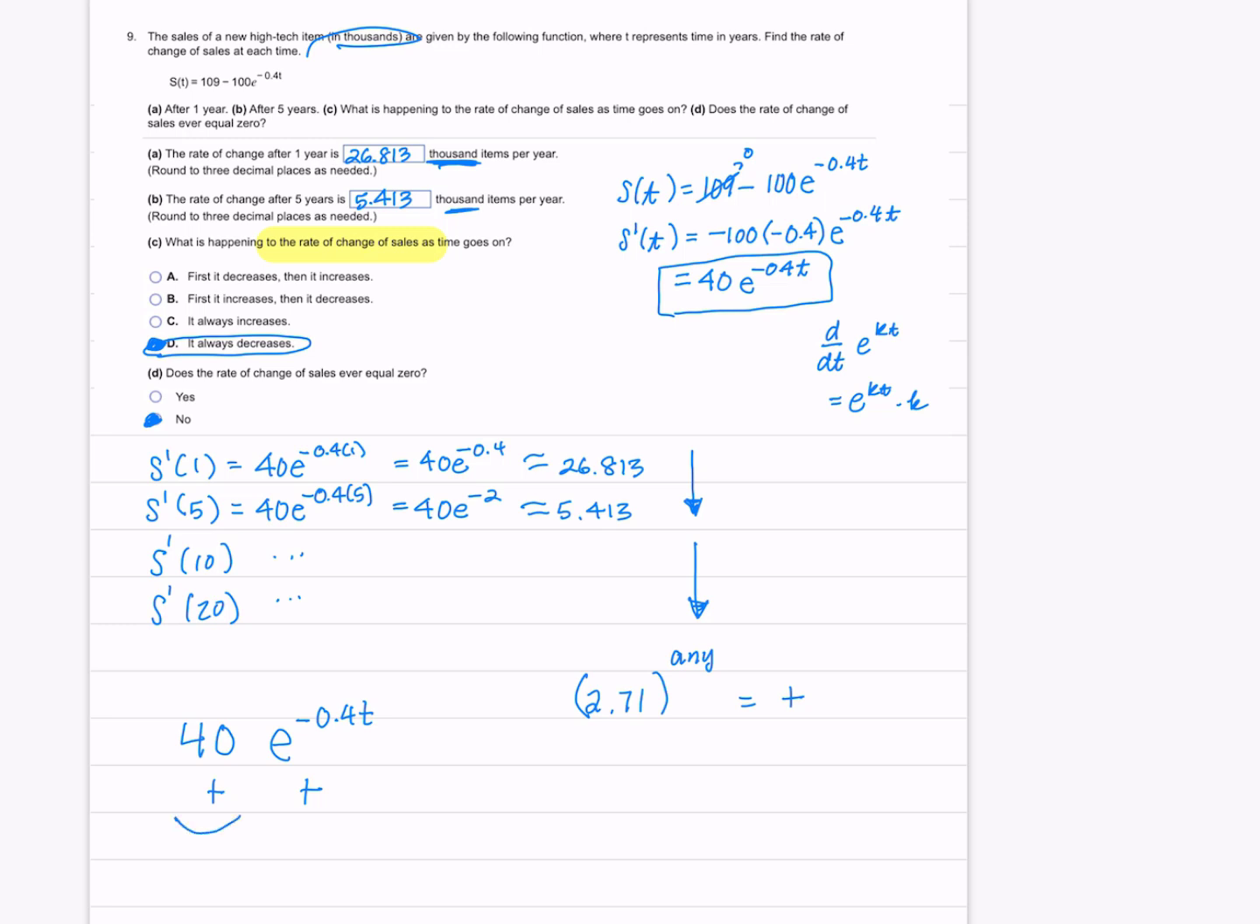One of these, either this or this, would have to equal 0. And this can't be 0 because it's always 40. And this can't be 0 because even though it might get tiny, it can never be 0. And it can never be negative. So our answers are the rate of change is always decreasing and it's never going to be 0.